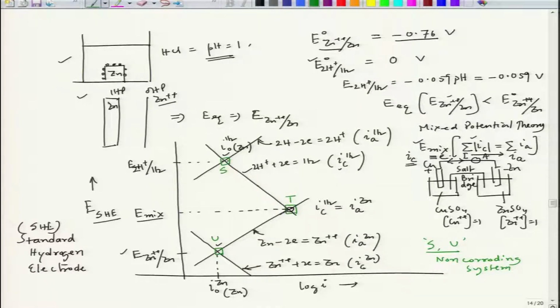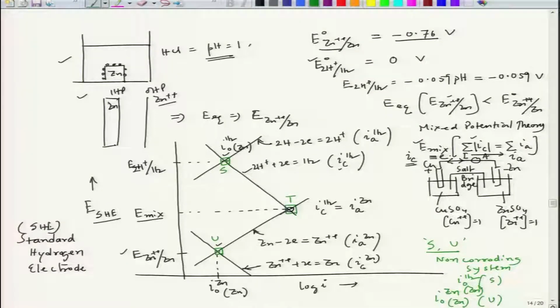Or non-corroding situation, and I will achieve I0 in case of S. In case of S, it is nothing but hydrogen on zinc surface, and in case of U, it is I0 zinc on zinc surface, this is U. And interestingly, at these 2 points I could achieve steady state.